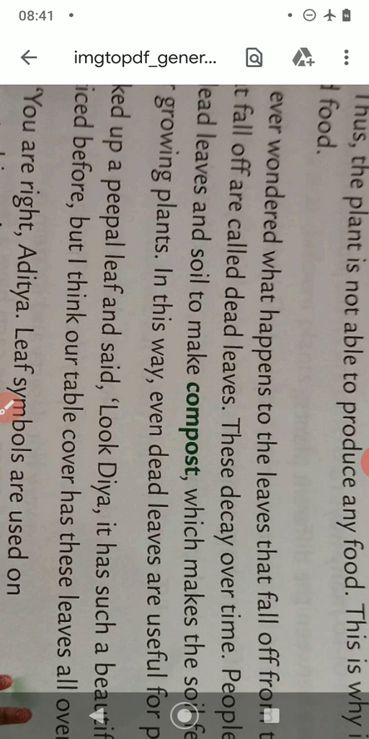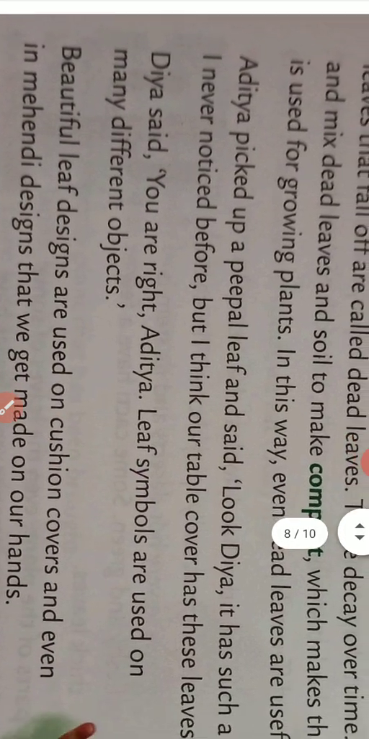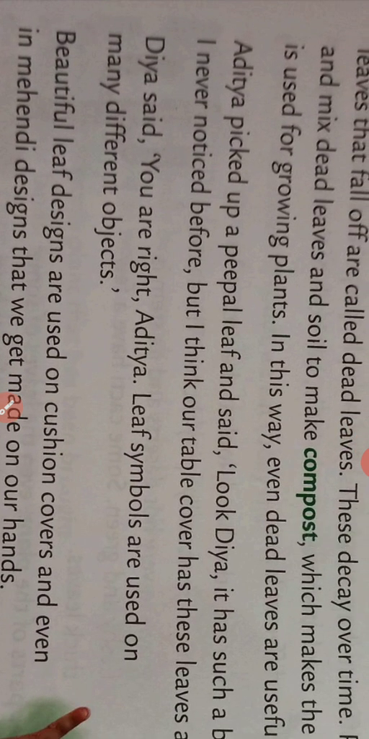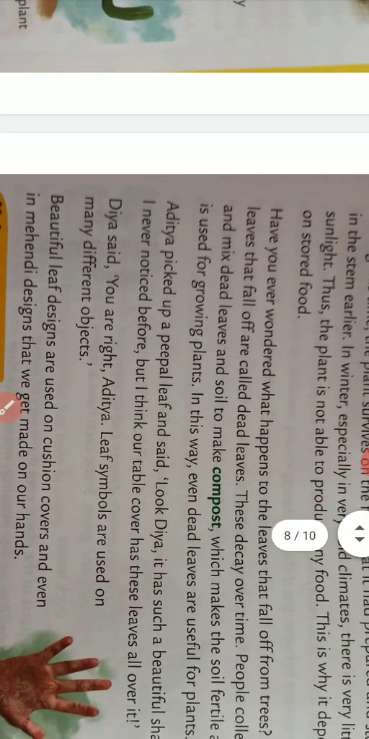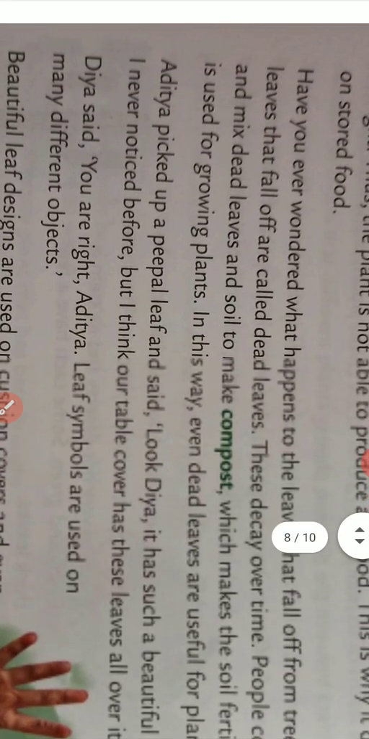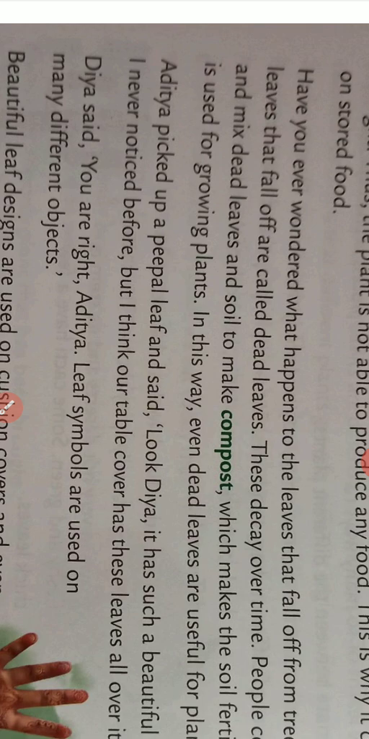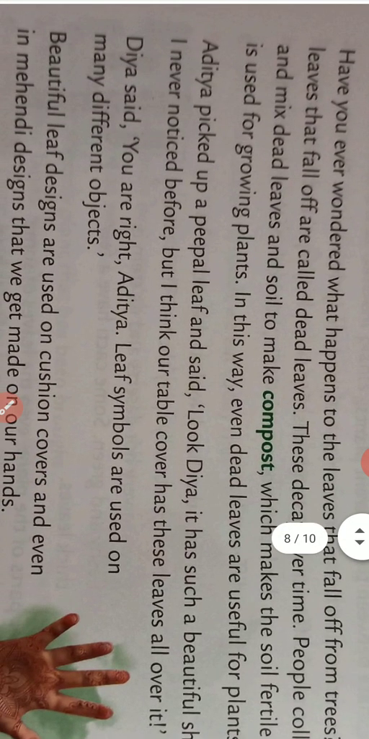When the leaves are on the plant, they are used for making food. When the leaves are dead, they are used for making fertilizer. So leaves are always important, whether alive or dead. Now, Aditya picked up a peepal leaf and said, "Look there, it has such a beautiful shape. I never noticed before. But I think our table cover has these leaves all over it."